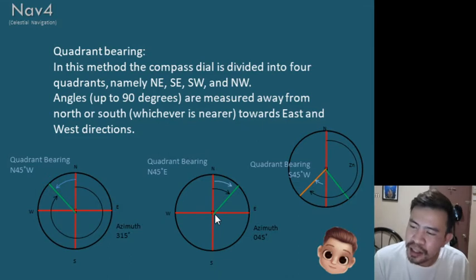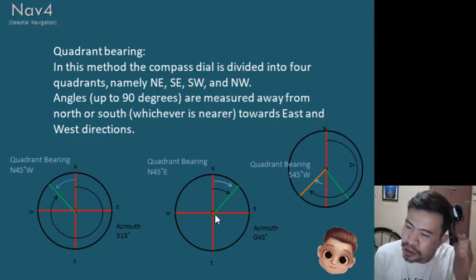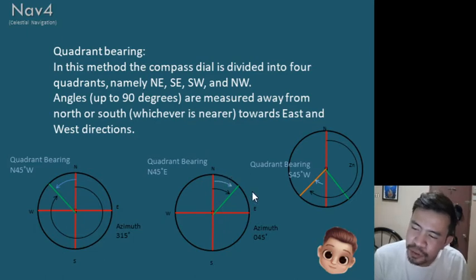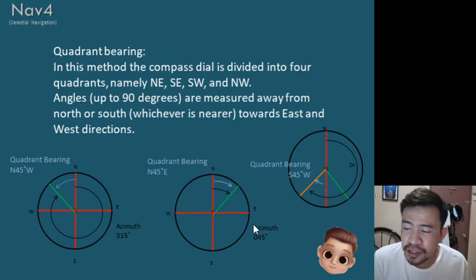Take note, the bearing can be found on the northeast. Northeast, then how many degrees do we have here? That's 45. So that's north 45 degrees east. The azimuth, as we said, comes from the north, so measuring towards the celestial body, that's your azimuth of 045 degrees.